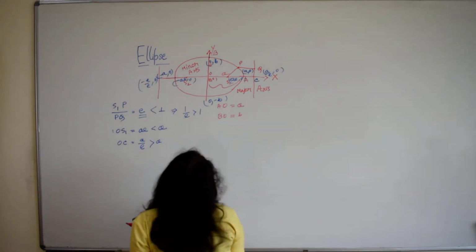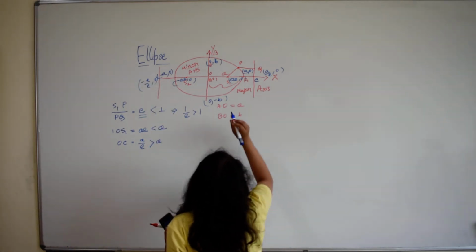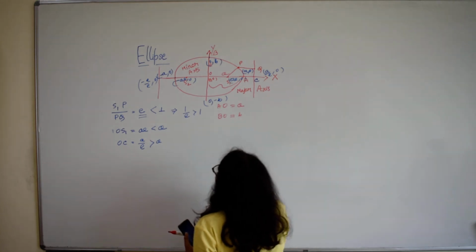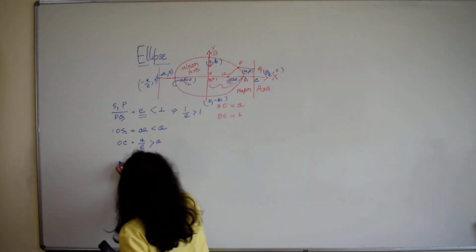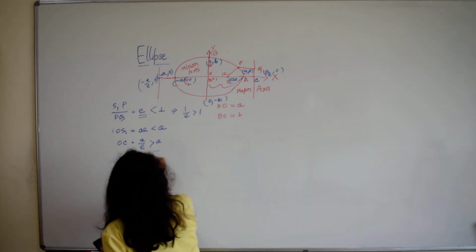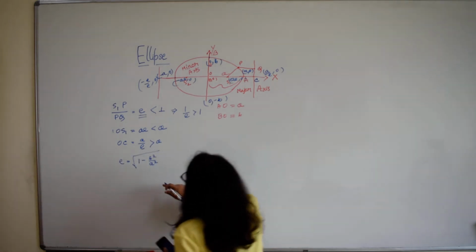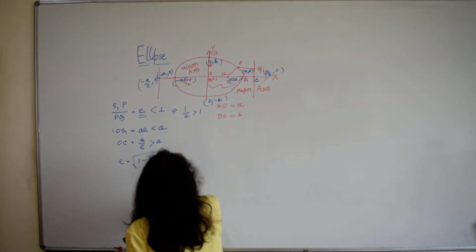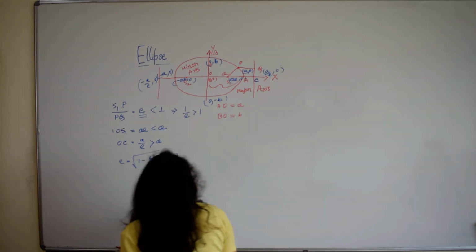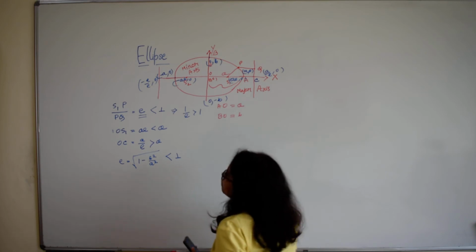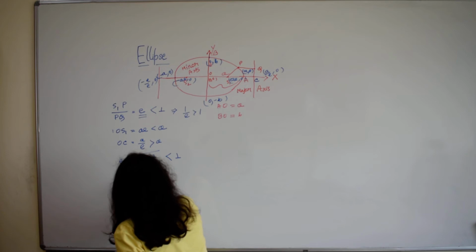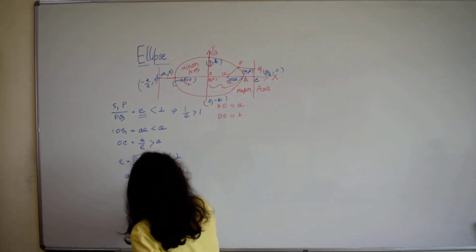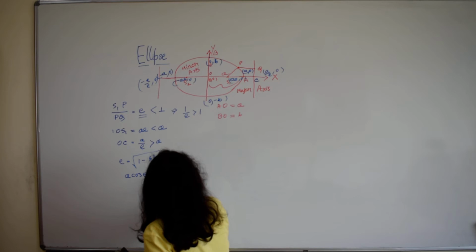Now we have a common relation between a, b and the eccentricity of the ellipse, which is denoted by e. So e will be given by this formula, and by this formula we can easily say that e will always be less than 1. Now the parametric form of a point on the ellipse will be a cos theta comma b sin theta.